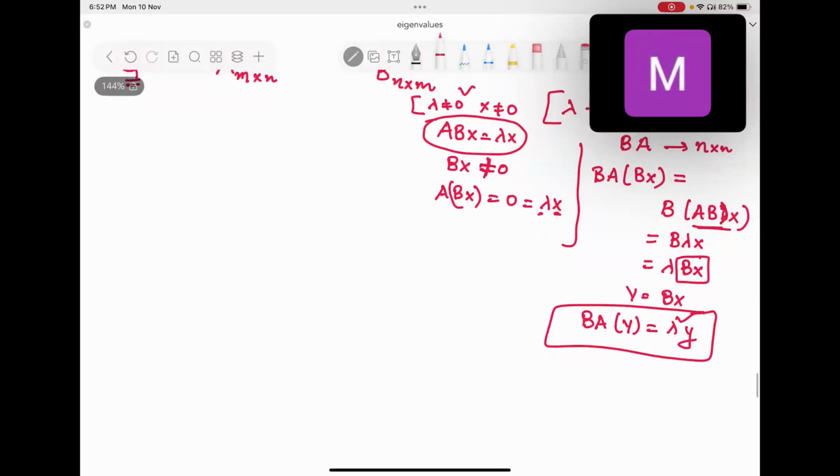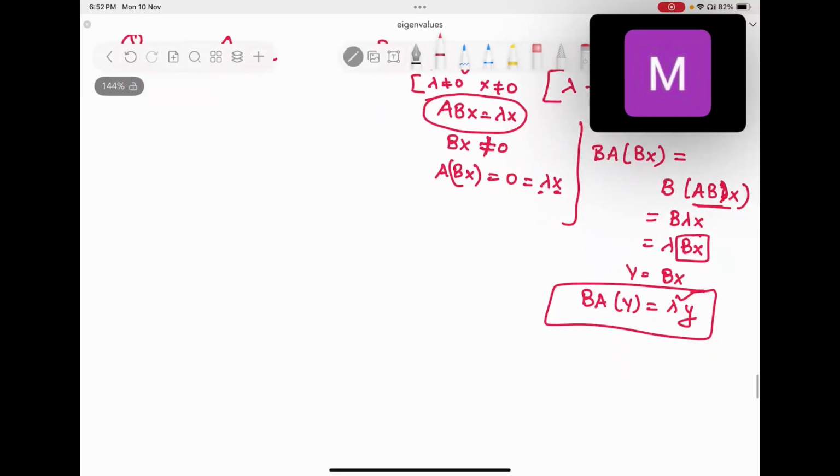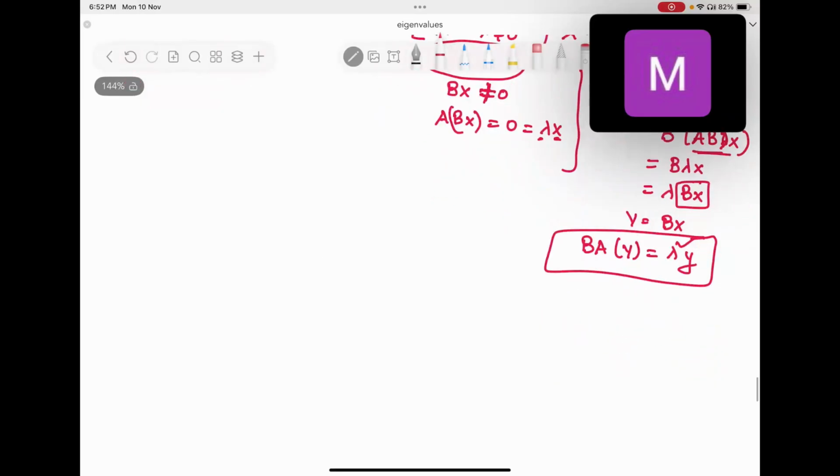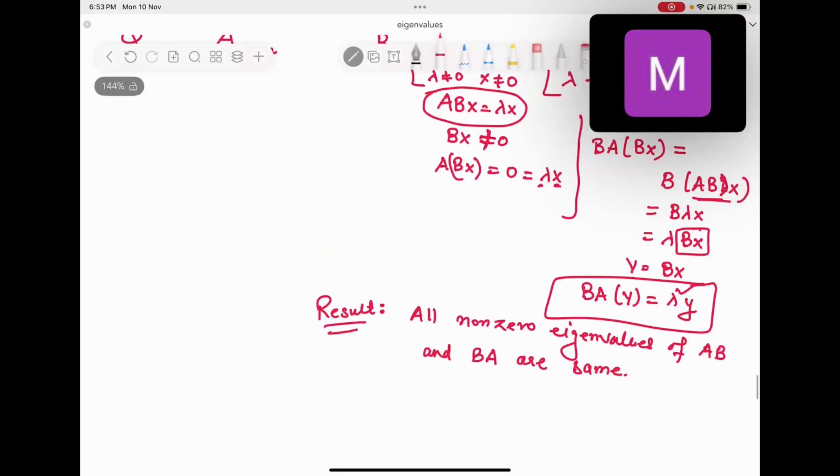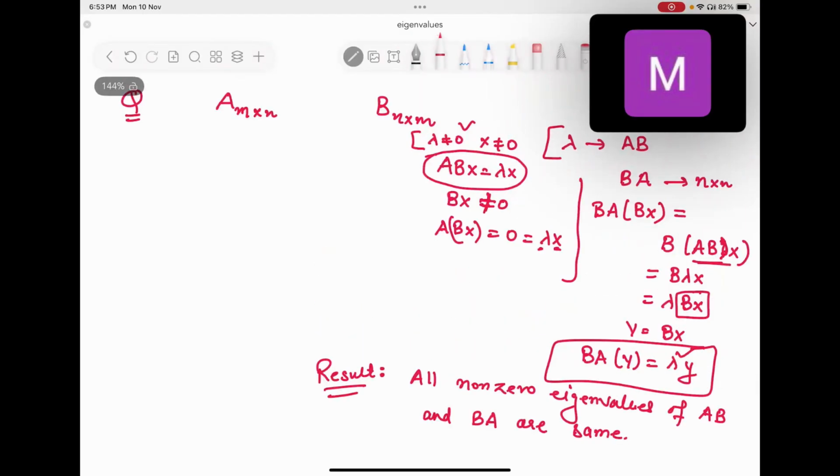Now the only problem is if lambda equals 0, right? So if we take only non-zero eigenvalues, what we can write from here is all non-zero eigenvalues of AB and BA are the same. The only problem is we cannot say anything about the zero eigenvalue.